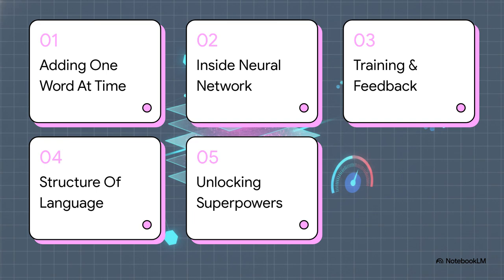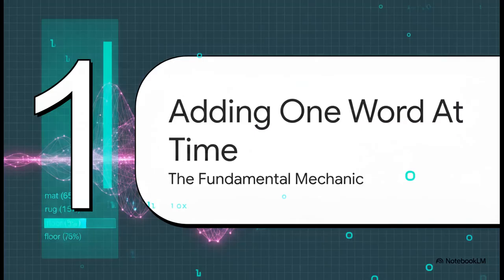Okay, let's dive into this roadmap. First up, adding one word at a time. Then, inside the neural network. Third is training and human feedback. Fourth, the secret structure of language. And finally, unlocking computational superpowers. Part 1. Adding one word at a time.